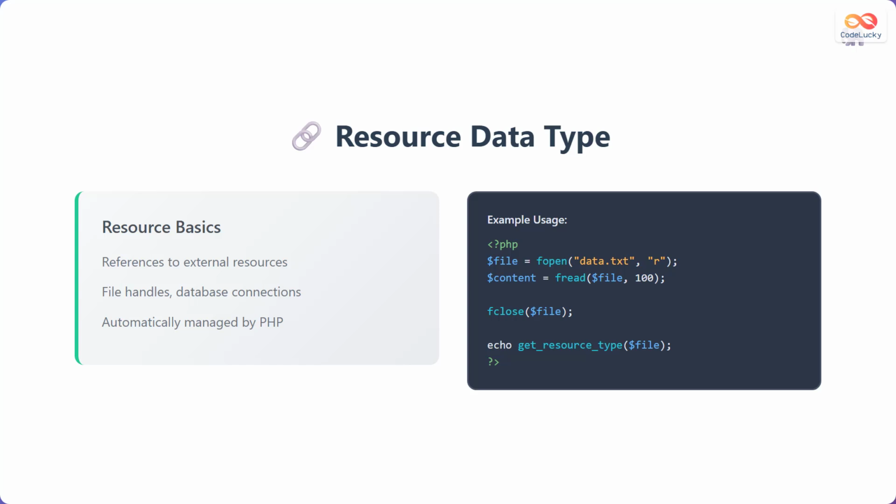Here's an example. We use the fopen function to open a file named data.txt in read mode, which returns a file handle, a resource. We then use the fread function to read 100 bytes from the file. After we are done, we use the fclose function to close the file handle, freeing the resource. The get_resource_type function returns the type of resource.